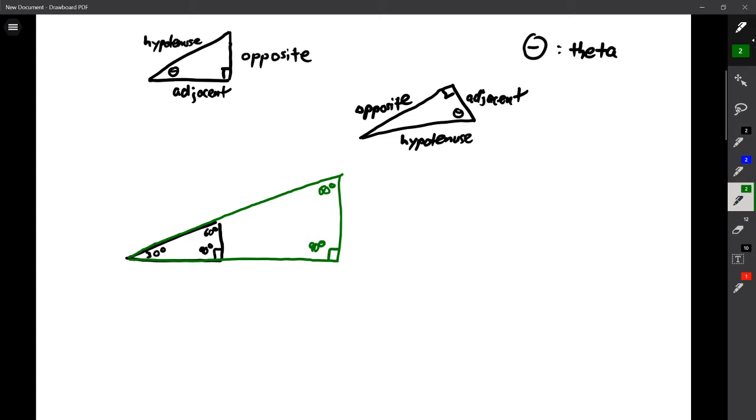So here's what I mean by that. Let's say that this has a height of 2. Oops, I'm going to go with black there. This has a height of 2. And this has a length of 4.